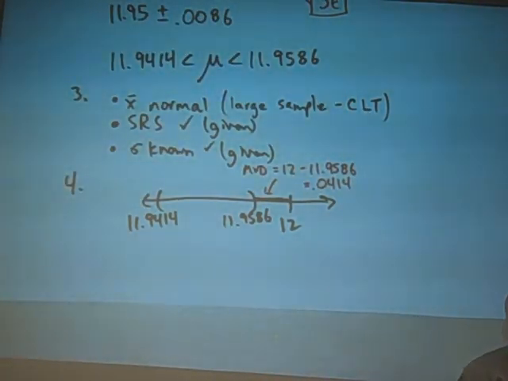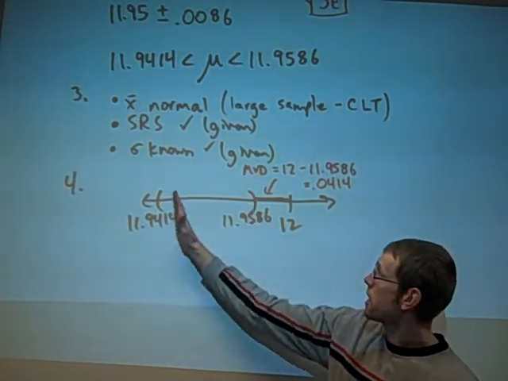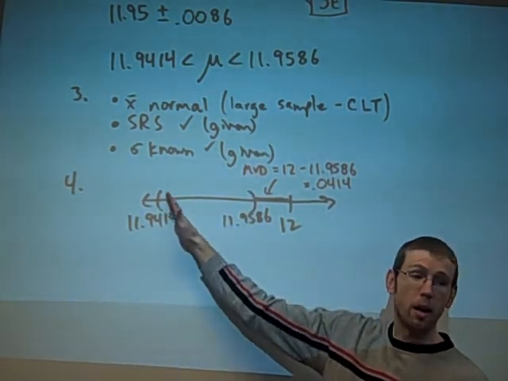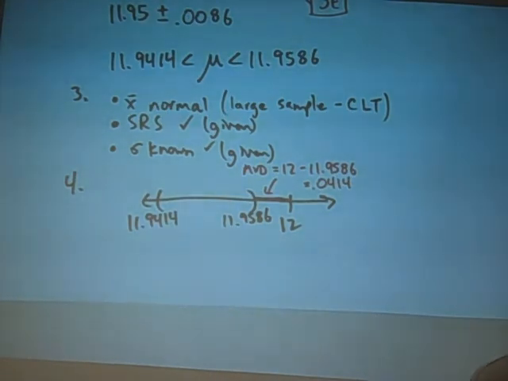And so putting this all together, we'd say, okay, well, we do have evidence that the company's underfilling their cans on average. We think they're underfilling their cans by at least 0.0414 ounces. Now, it could be more, because we think that the true average is somewhere between here and here. So it could be more. All right, does that make sense? Any questions on that? Any questions on any part of the problem here? Okay.